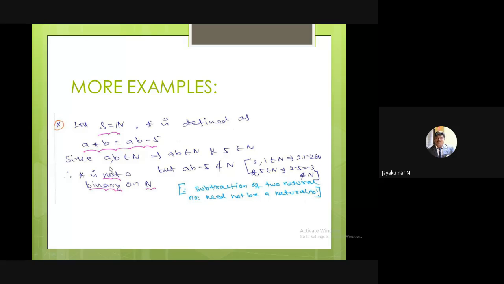Easily I can know that a and b belong to N, so definitely ab belongs to N, and 5 also belongs to N. But ab minus 5 does not always belong to N. If ab is greater than 5, it belongs to N, but if ab is less than 5, it does not belong to N, because subtraction is not binary in N. So finally we conclude that star is not binary in N.